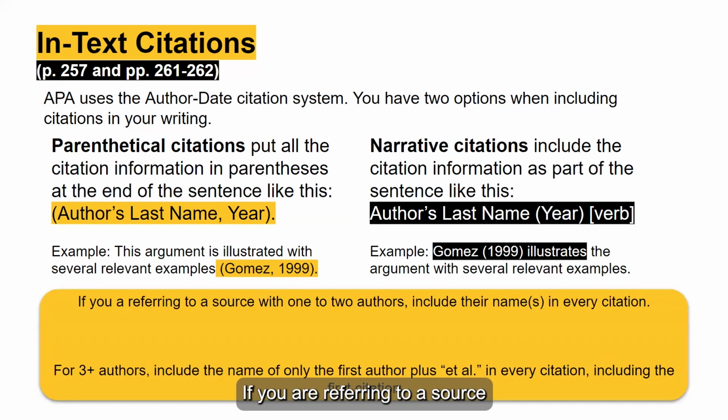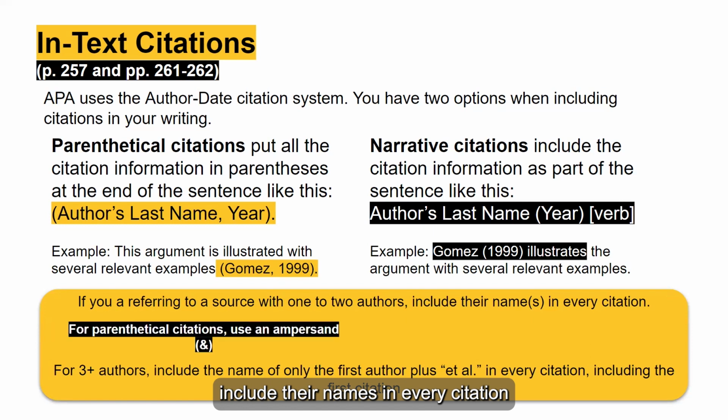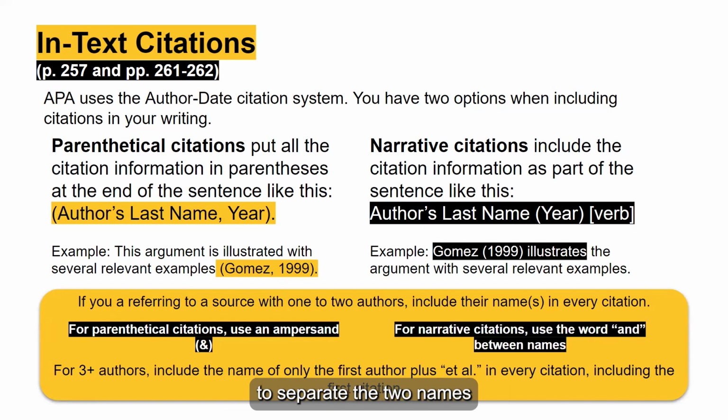If you are referring to a source with 1 to 2 authors, include their names in every citation. For parenthetical citations with 2 authors, you will use an ampersand symbol to separate the 2 names. For narrative citations with 2 authors, you will use the word "and" between the names. For 3+ authors, you'll include the name of only the first author plus the words "et al." in every citation, including the first citation.